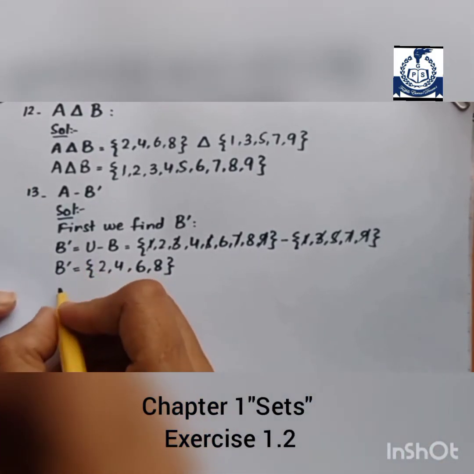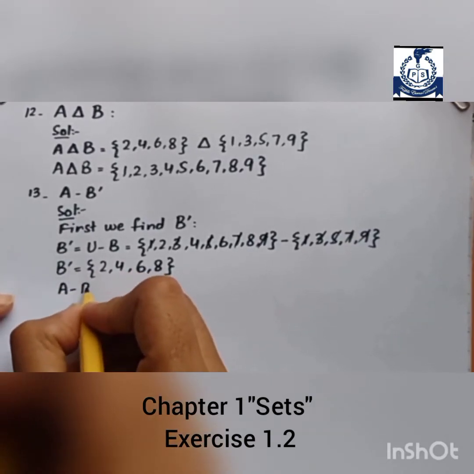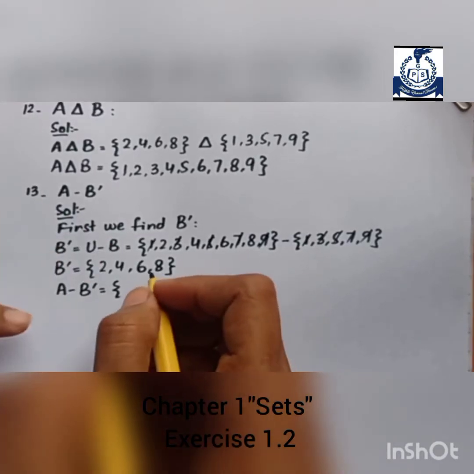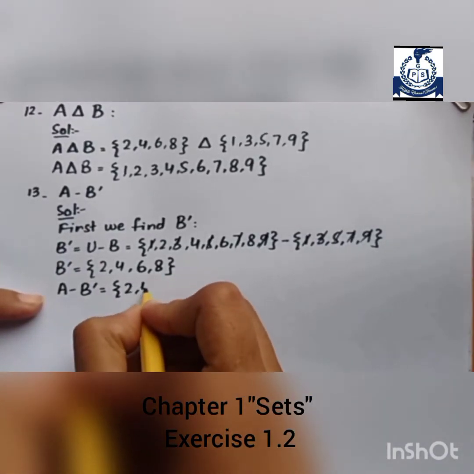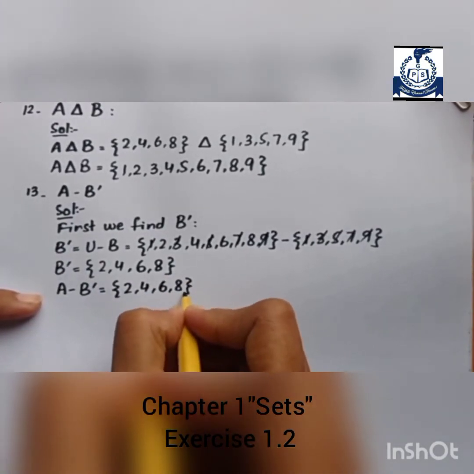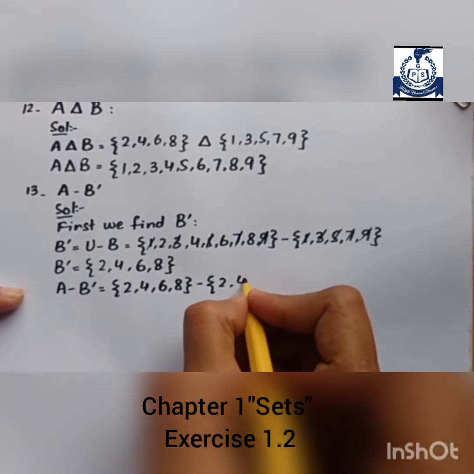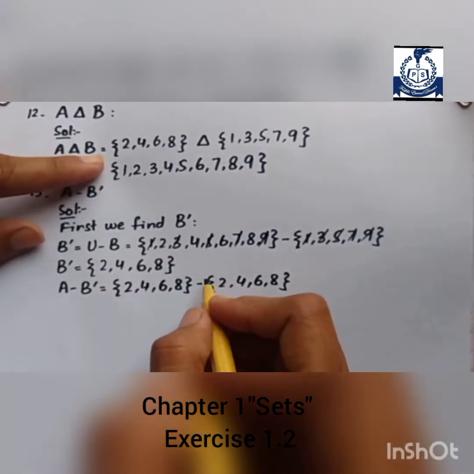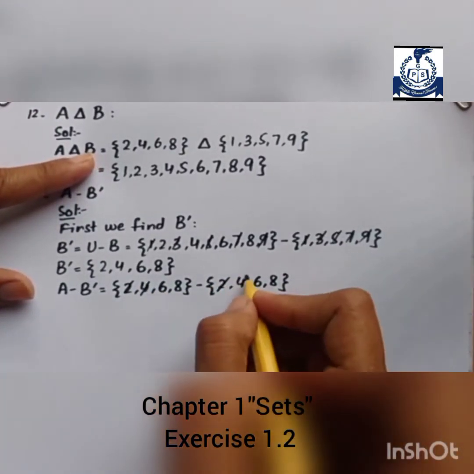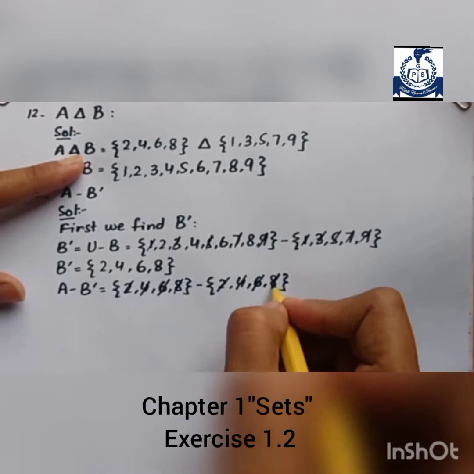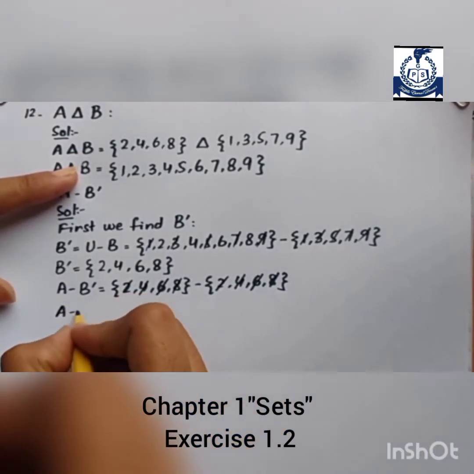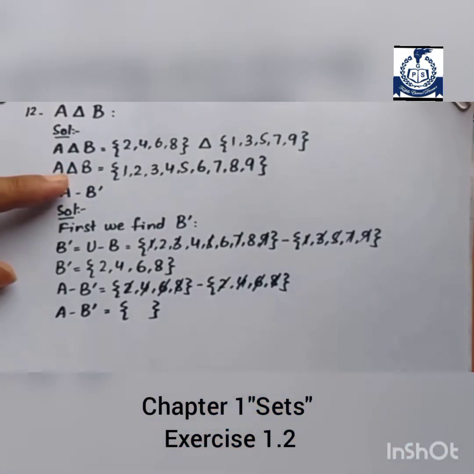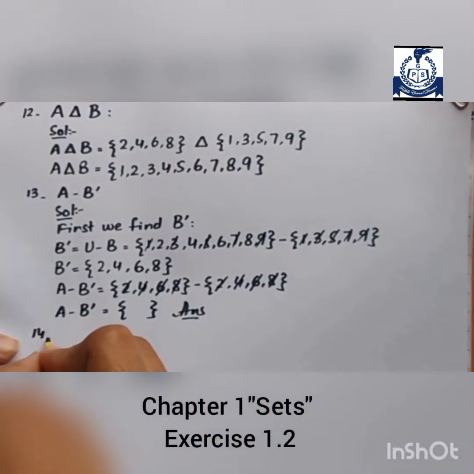Now we find A minus B complement. In a place of A, we write the elements of set A, 2, 4, 6, 8, minus B complement. In a place of B complement, we write 2, 4, 6, 8, which are the elements of set B complement. We cancel out the same elements, 2, 4, 6, 8. So there is no remaining element, so the answer is null. A minus B complement is equal to the null set.